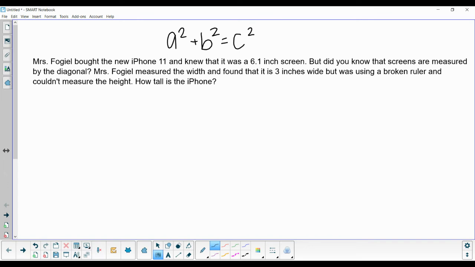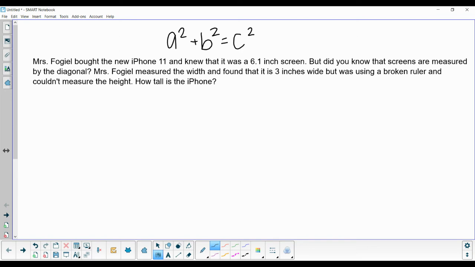So the first problem here says Mrs. Fogiel bought the new iPhone 11 and knew that it was a 6.1-inch screen. But did you know that screens are measured by the diagonal? Mrs. Fogiel measured the width and found that it is 3 inches wide, but was using a broken ruler and couldn't measure the height. How tall is the iPhone?